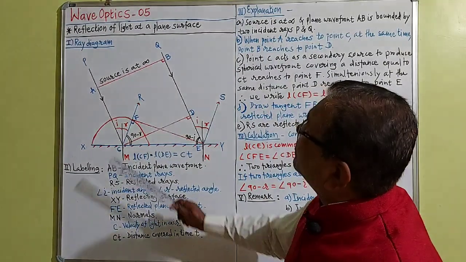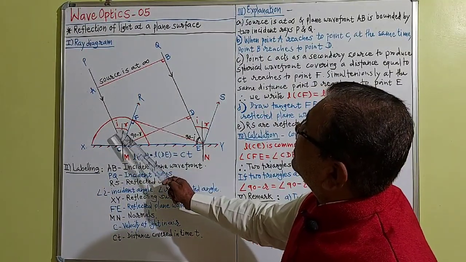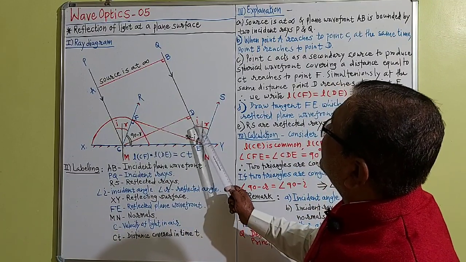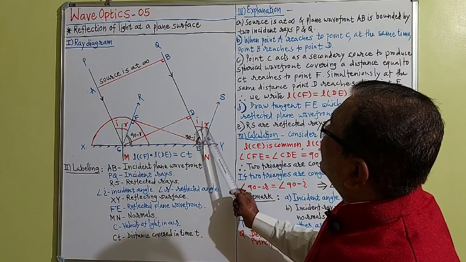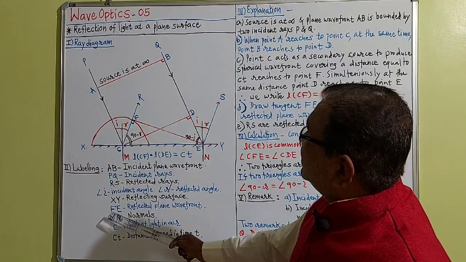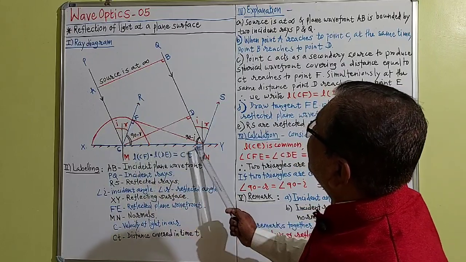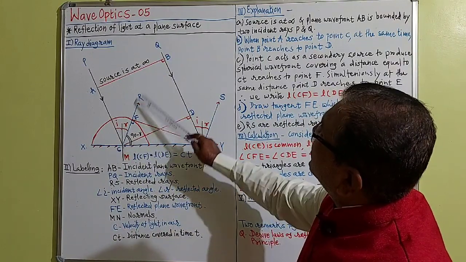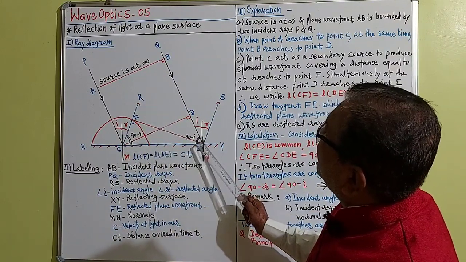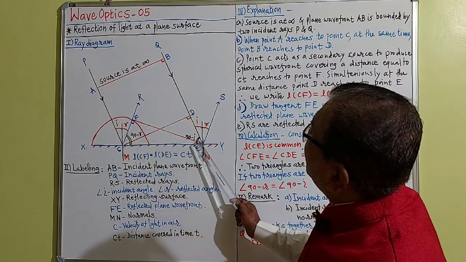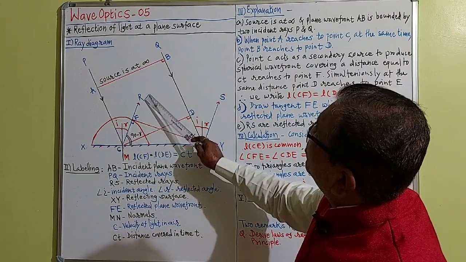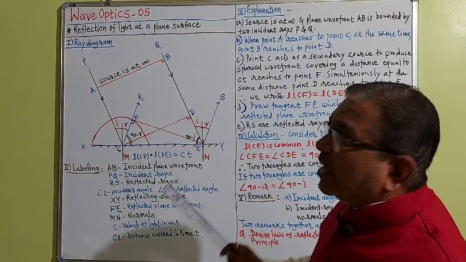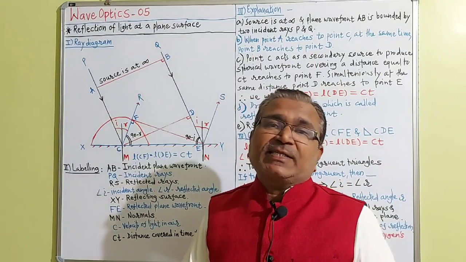This is incident angle I, this is reflected angle R. In a similar manner, here is also incident angle I and reflected angle R. This FE is what? It is a reflected plane wavefront, because this FE is bounded between two reflected rays RS. MN are the imaginary perpendicular lines, we call it the normal.